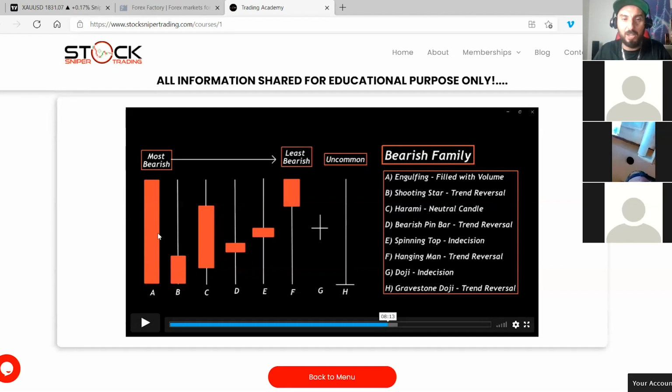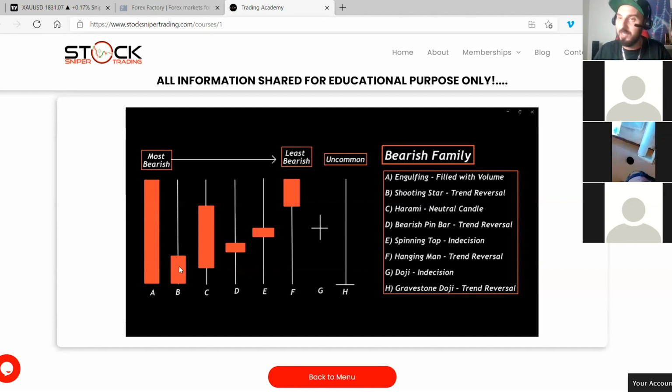So that's bearish engulfing. And B, we have a shooting star candlestick. So this is a trend reversal bearish candlestick. Just like our hammer was our second most bullish, and that was a trend reversal. This is the same exact candle, but the name is called a shooting star, and it is a trend reversal. It is the second most bearish candlestick, okay?